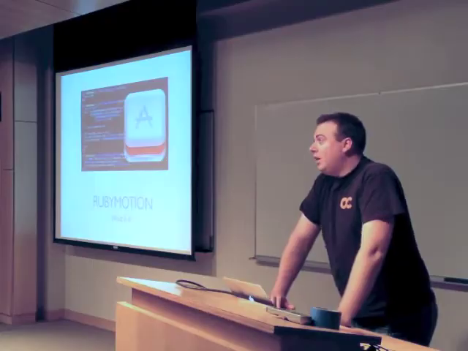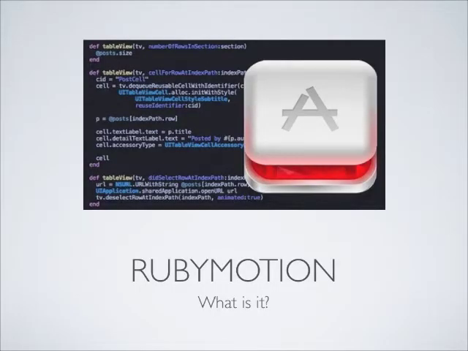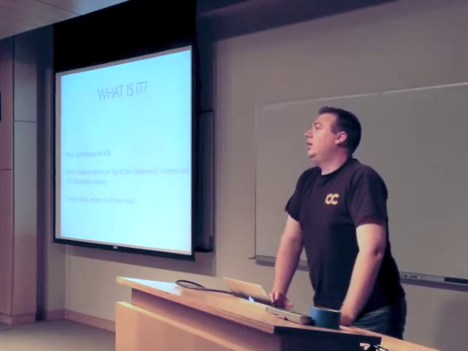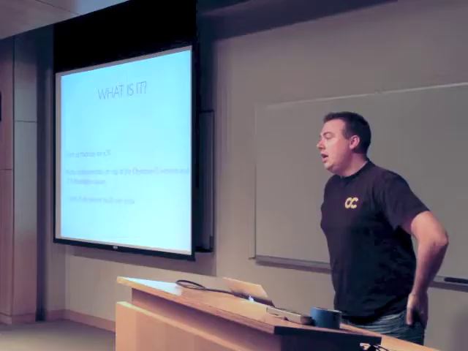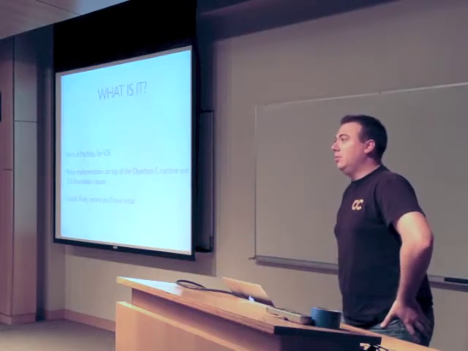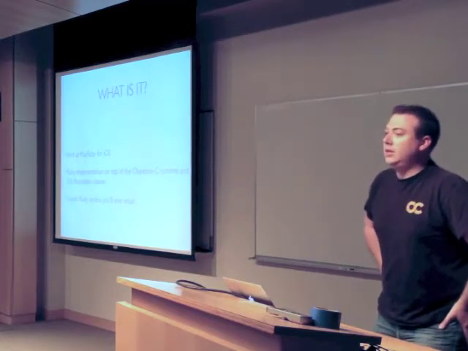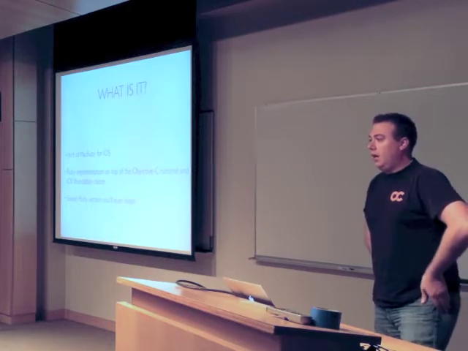So now we'll get into what RubyMotion is. Don't worry about not being able to see that code. RubyMotion is a port of MacRuby for iOS. It is its own Ruby implementation. It's written on top of the Objective-C runtime and the foundation classes.